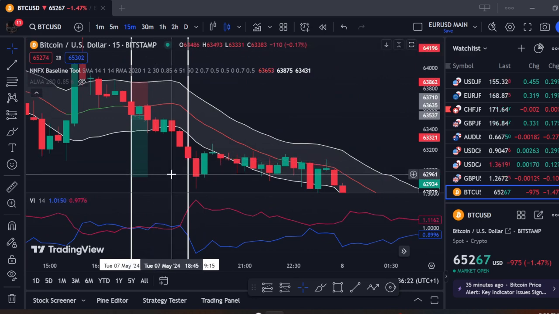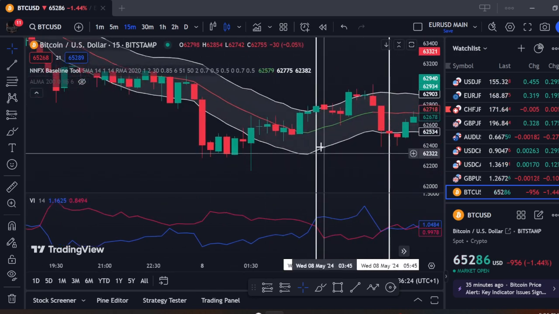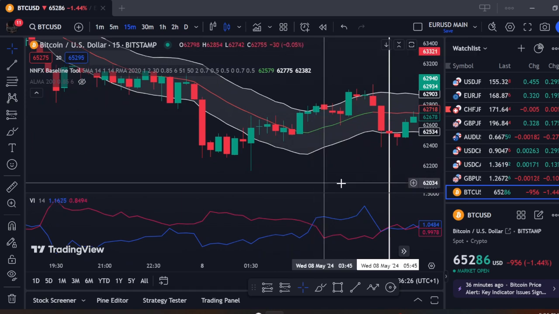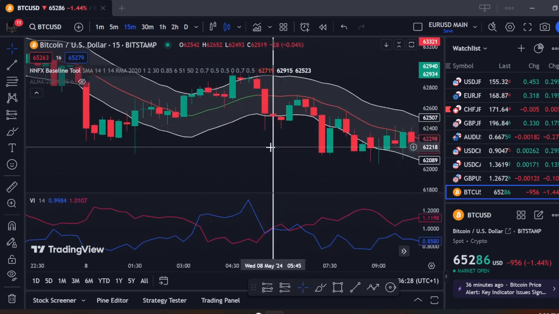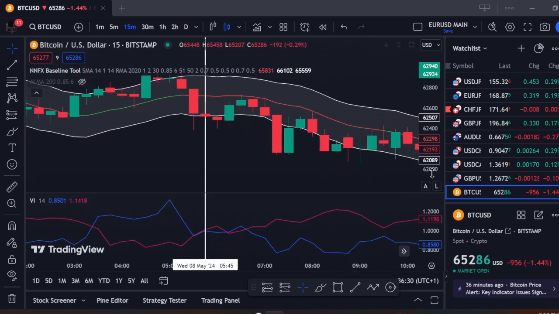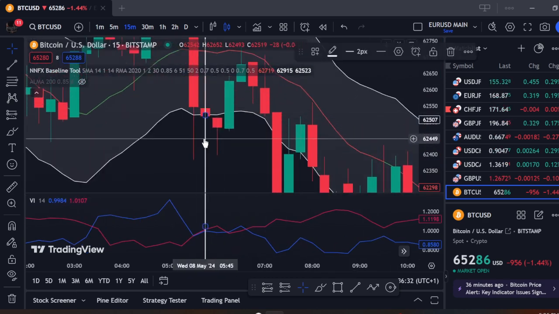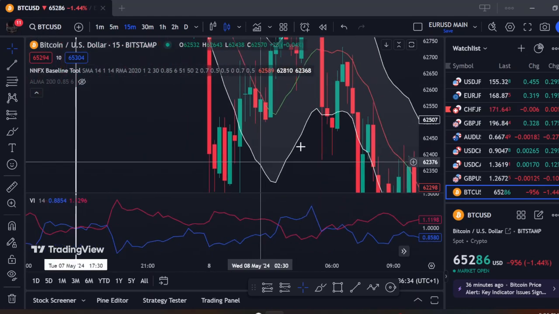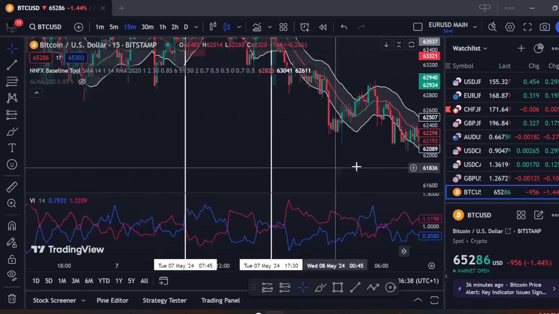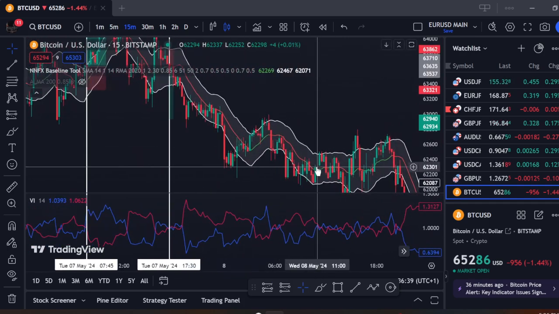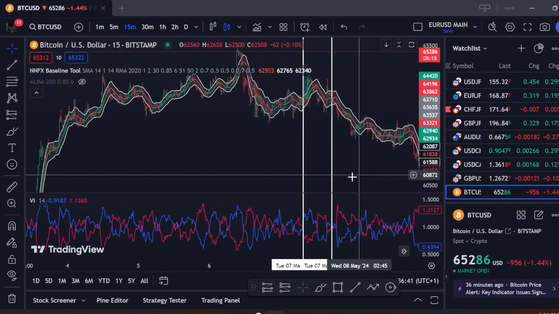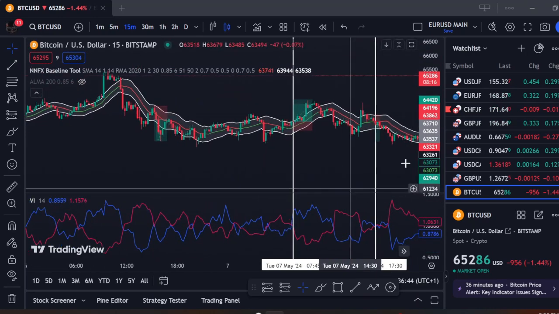Obviously, this one was not a trade. This one was not a trade, overextended. This was not a trade, overextended. This was also overextended because it closed below the baseline. You can see it closed below, and so on and so forth. So you guys just take this system, go and test it on different markets. I would love you to give it your all.